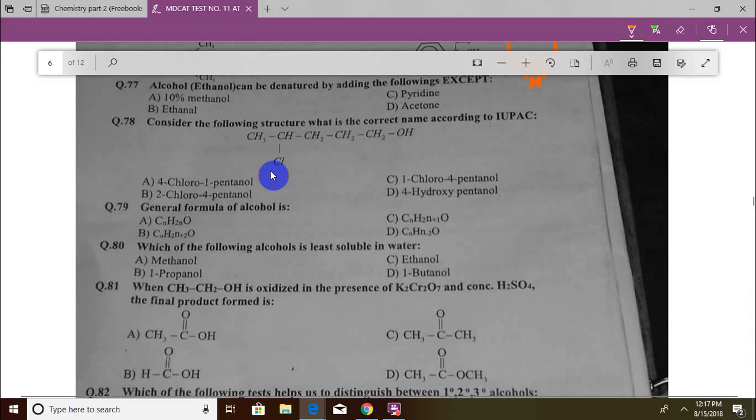Consider the following structure. What is the correct name according to IUPAC? OH has definite priority, so we start naming from this end. 1, 2, 3, 4, 5. So we have 5 carbons, so that's pentan, and the parent name should include OH. So pentanol, and it's 1-pentanol, and the chlorine is on carbon number 4. So it's 4-chloro-1-pentanol. It's wrong to write hydroxy over here, not only because they have not mentioned the chlorine, but also because we only use hydroxy as a prefix when the alcohol is part of a compound which has a higher priority group, like the carboxylic.